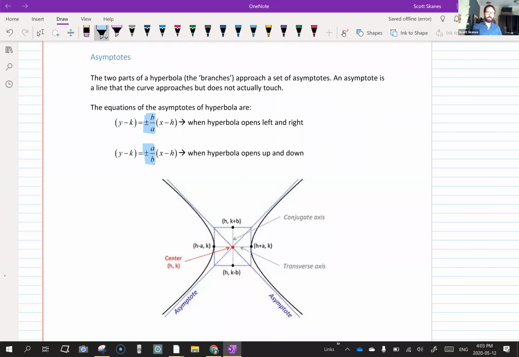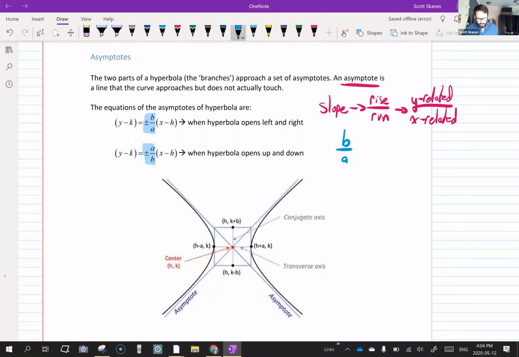And we'll see that it's actually a version of rise over run. How do I know that? Or what am I talking about? You'll see soon. But for the asymptote, you essentially find slope, and it's rise over run, and it's going to be your y-related term divided by your x-related term. And that's either going to be b over a or a over b.